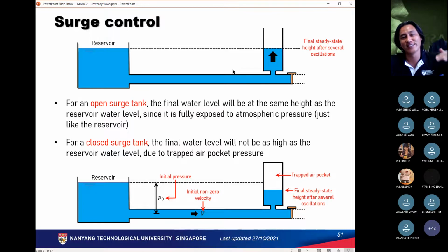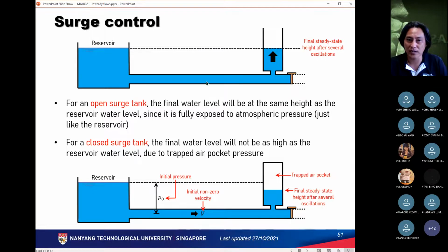What I'm trying to say is, in short, once you shut off the valve rapidly, the water will go into the surge tank. It naturally goes up, hits the maximum level, comes down again, goes up, comes down, after I don't know how many cycles, depending on the pressure, of course, and the amount of water in the surge tank and how you design the surge tank. Eventually, the water level within the surge tank will reach a final steady state level.